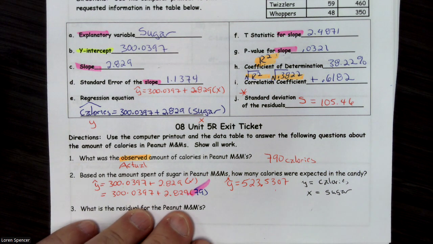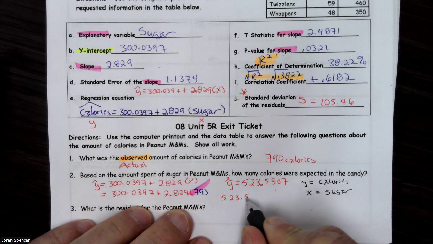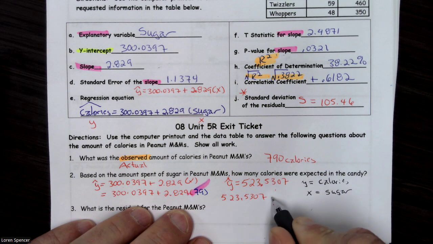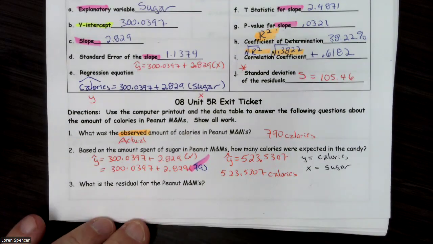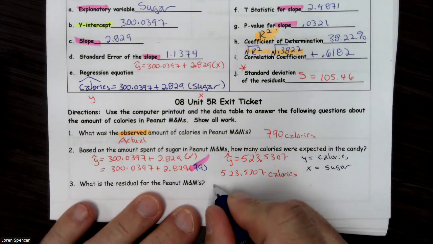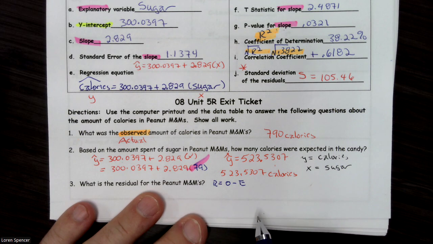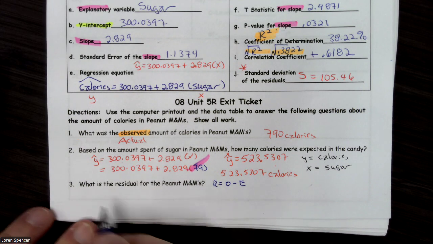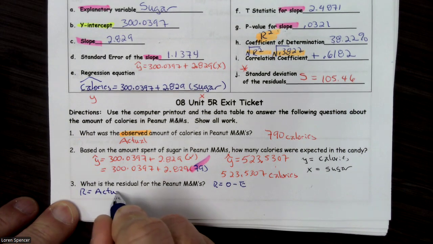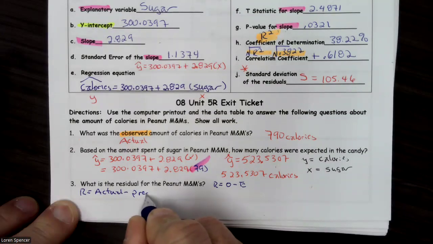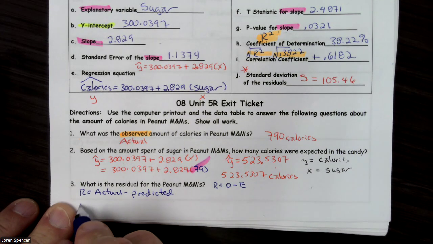So 523.5307 calories. All right. It says, what is the residual? Well, first off, remember, residual equals observed minus expected. Or as some people like to say, residual equals actual minus predicted.